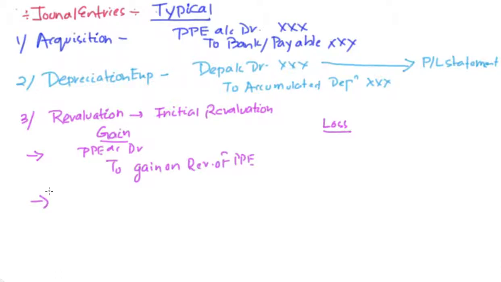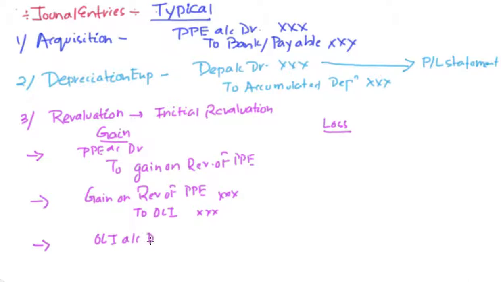After this, the gain will be transferred to the OCI. So the entry would be gain on revaluation of PPE to OCI. OCI means other comprehensive income. The third journal entry would be transferring of OCI to revaluation reserve. So the entry would be OCI account debited to revaluation reserve. It is basically a transfer entry.